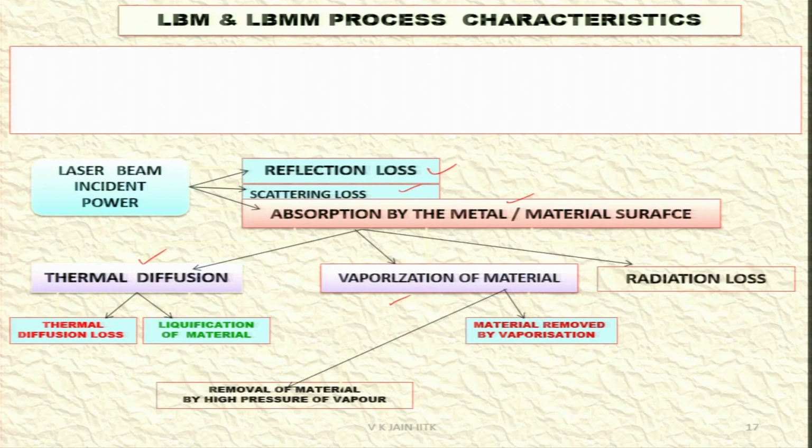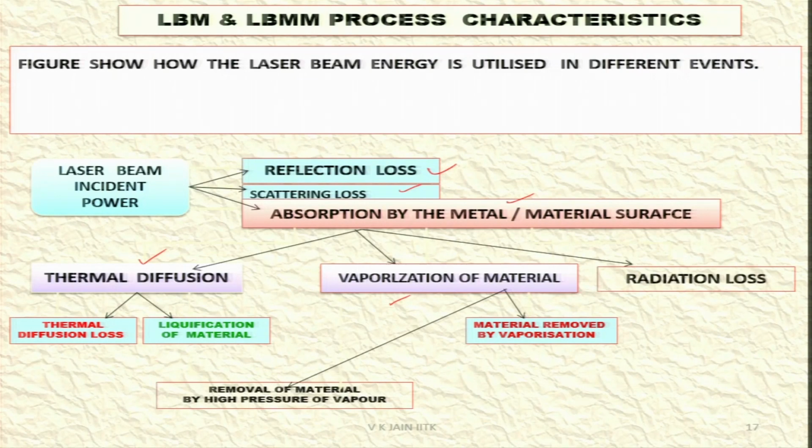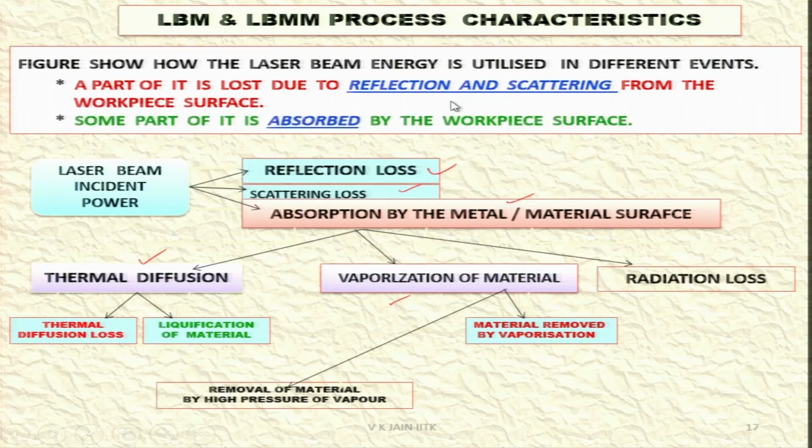So you can see here there are various ways through which you are losing the energy, thermal energy, and that's why the efficiency of this laser beam machining process is so low, normally less than 5%, but nowadays it might have improved. A part of the laser beam energy is lost due to reflection and scattering from the workpiece, and some part of it is absorbed by the workpiece and used in various ways, and a lot of losses are there again.